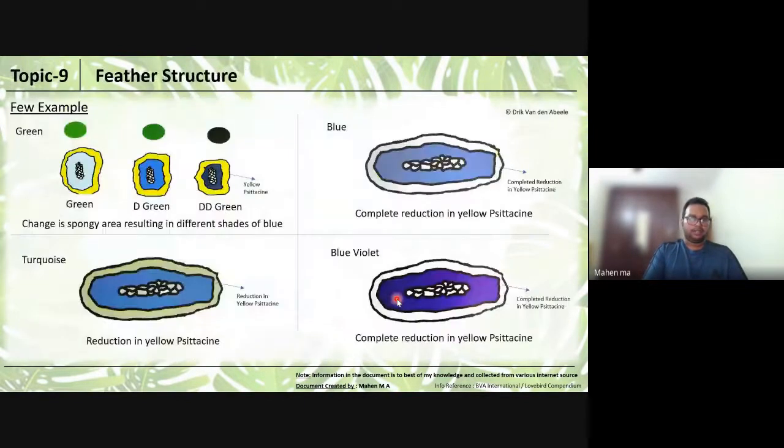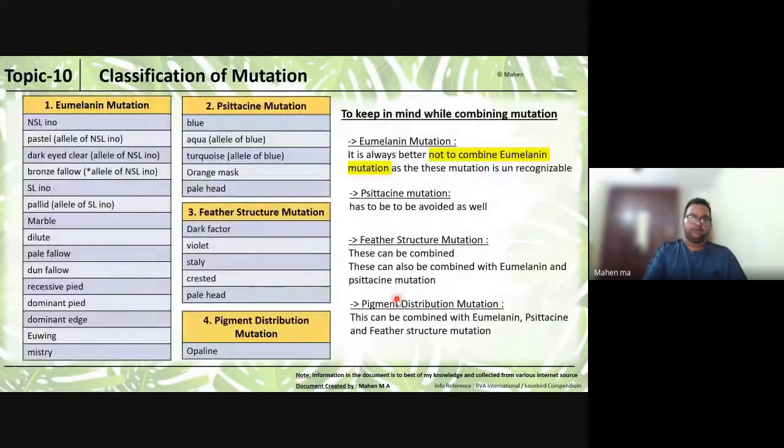Okay, so this is about the feather structures. Now, one more important thing is the classification of mutation. Classification of mutation is basically done on some parameters, some pigmentation reduction or increase that is happening, which is causing the mutation in the birds.